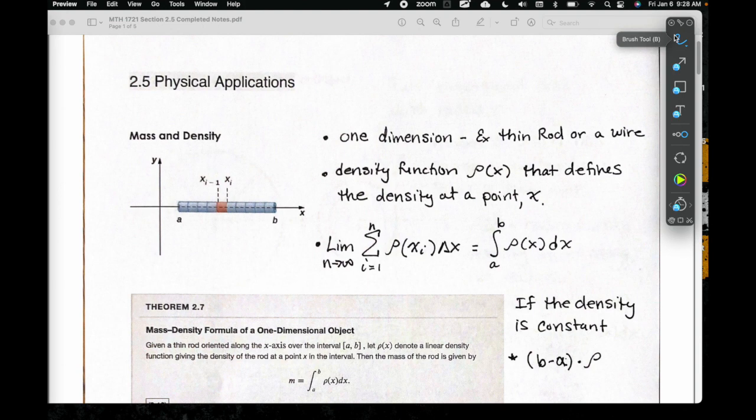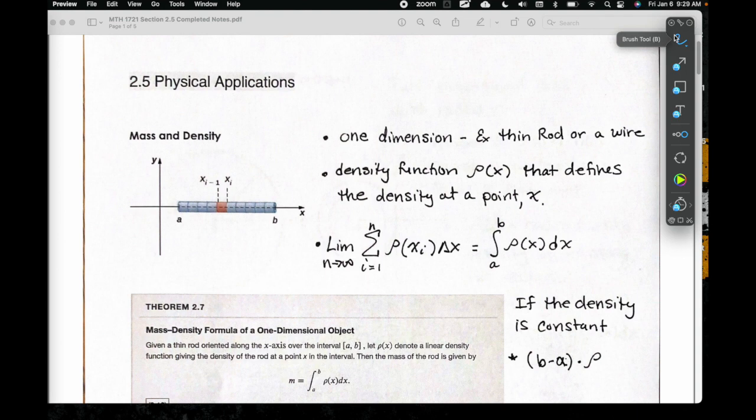In this lesson, we're going to talk about some physical applications of integration. We're going to focus on mass and density and force and work. The first thing we're going to look at is mass and density of a one-dimensional object. And really what we're looking at is a rod or a wire that's thin enough that we can call it one-dimensional.